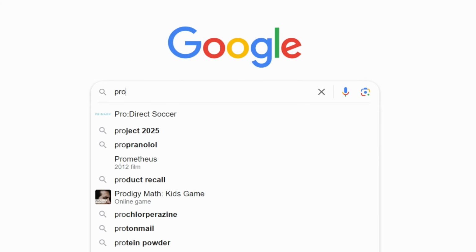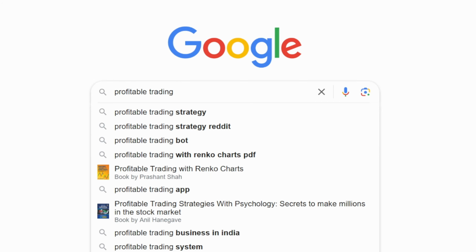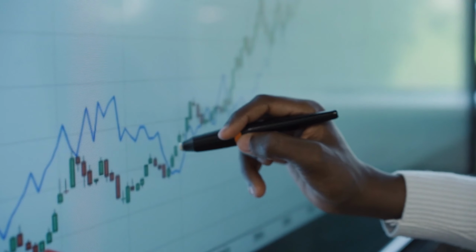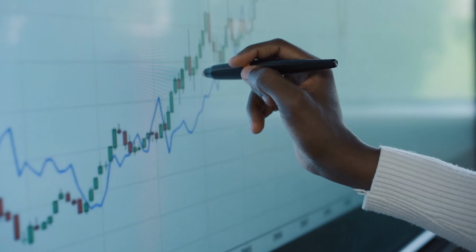I am always looking for new strategies to backtest, and I came across this one a while ago in a book called Short-Term Strategies That Work.